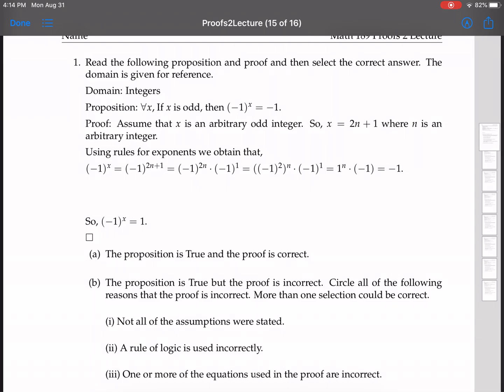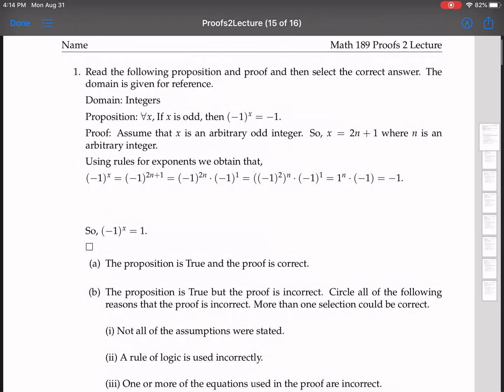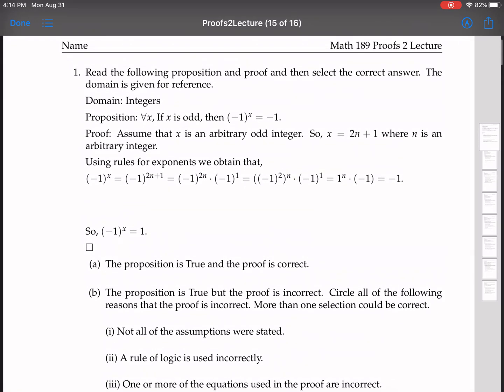This isn't proofs 2 exactly, right? This is proofs 2 lecture, as you see there at the top. Okay, so the same basic format as the proofs 1 lecture. First, we see a situation here where the proposition is true and the proof is correct.